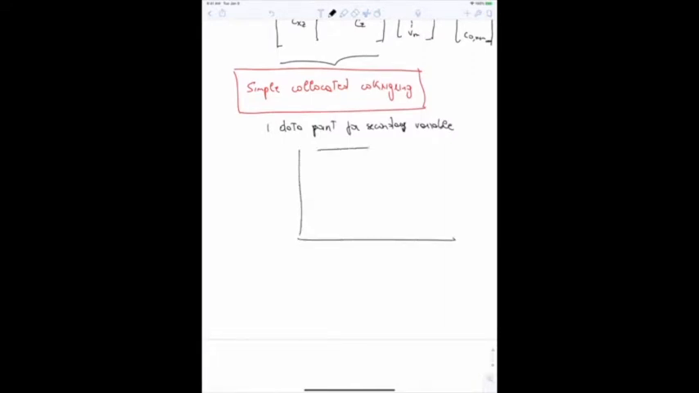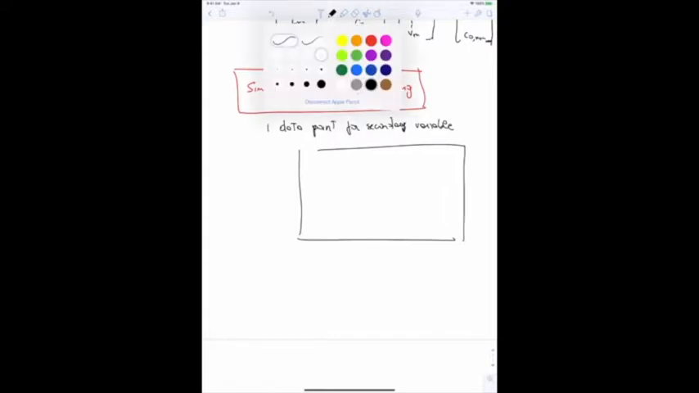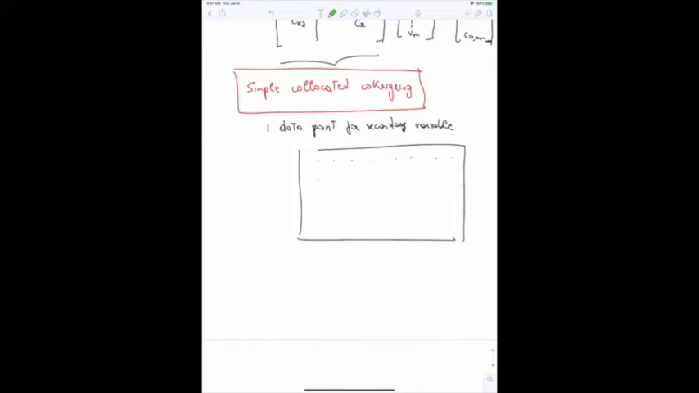But in general, you have all your data points in the background. I'm not going to plot all of them, I don't want it to be confusing, so I'm going to do it.